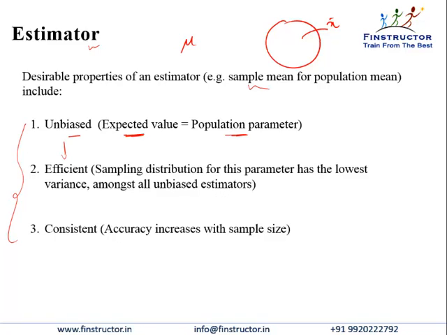And finally, a good estimator is consistent. That is, the accuracy of the estimator increases as the sample size increases. So these three properties are satisfied by the sample mean. To estimate the population mean, we must use the sample mean. Remember, a good estimator is unbiased, efficient, and consistent. Expected value is the same as the population parameter, it has the lowest variance amongst all unbiased estimators, and it is consistent such that the accuracy increases as the sample size becomes large.